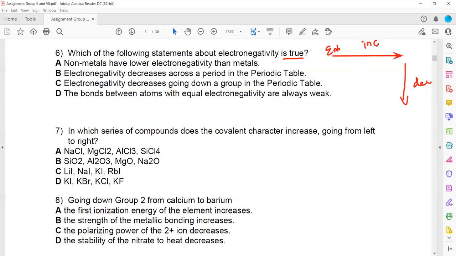Non-metals have lower electronegativity. That's wrong, because non-metals have higher electronegativity. Electronegativity decreases across the period. That is wrong. Electronegativity decreases as we go down. That's true. That's why C is the right answer.